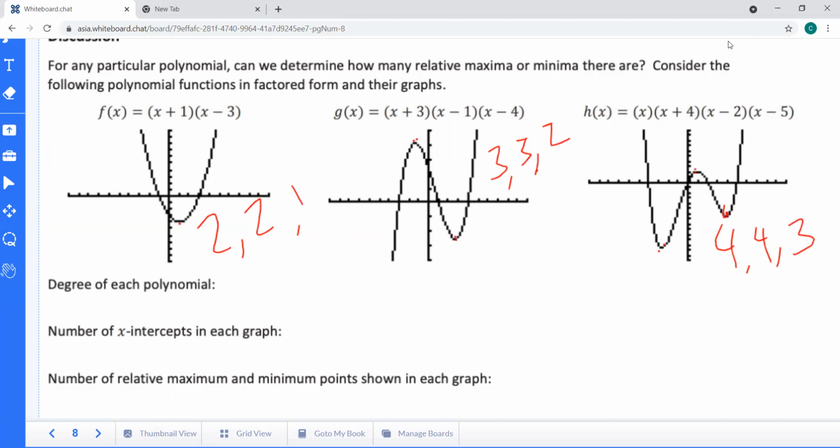Okay, I think this probably is supposed to say... I can scroll down, it's not letting me. Okay, the question below it says, consider what's going on here. When we have the number of x-intercepts, we can always subtract 1 from it, and that should give us the relative maximums and minimums. 2 minus 1, 3 minus 1, and 4 minus 1 are all going to give us our relative maximums and minimums. It's 1 less than the degree or the x-intercepts.